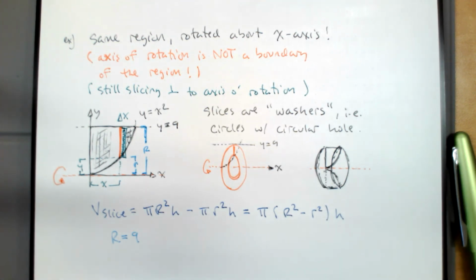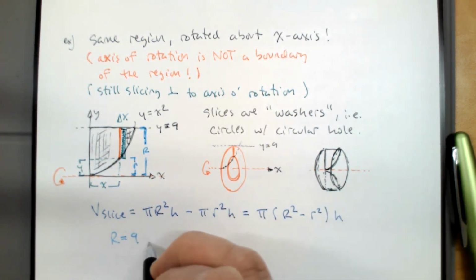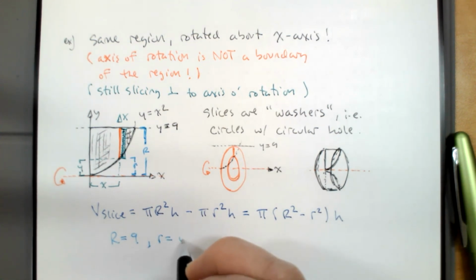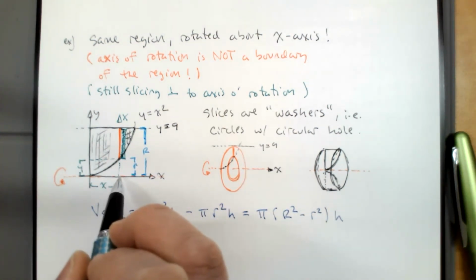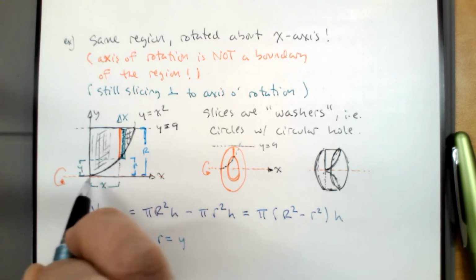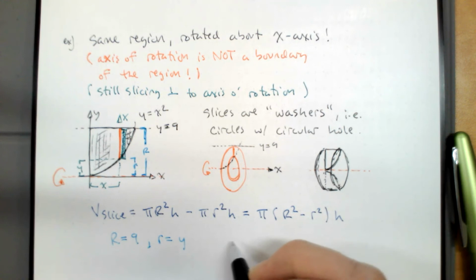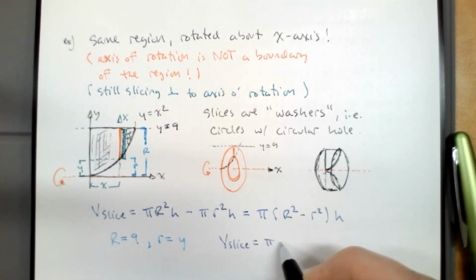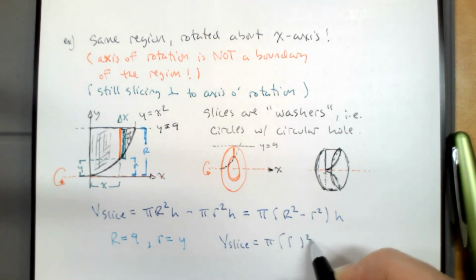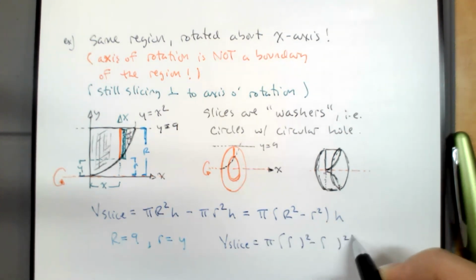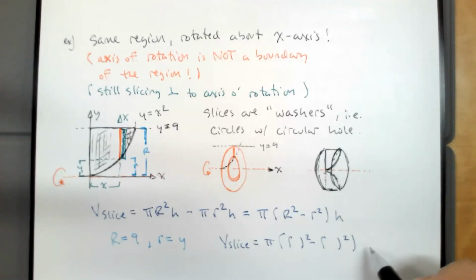Little r is just equal to y. Notice that little r is the distance from the x-axis to the bottom of the slice, and that's right where y is. So my volume of the slice is pi times the big radius 9 squared minus the little radius y squared, times the delta variable delta x.